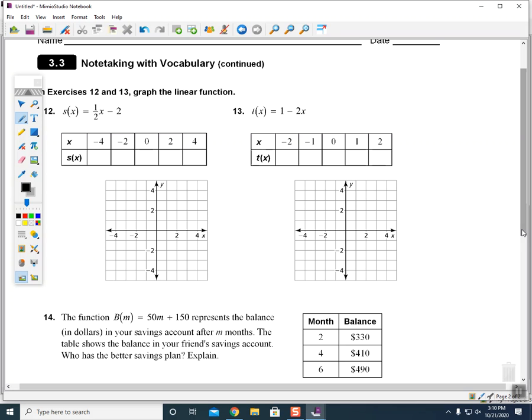-2 minus 2 is going to give me a -4. Plug in -2 for x, I get -2 times 1/2 gives me -1. -1 minus 2 is -3. Plug in 0, 1/2 times 0 is 0, minus 2 is a -2. Noticing a pattern, right?